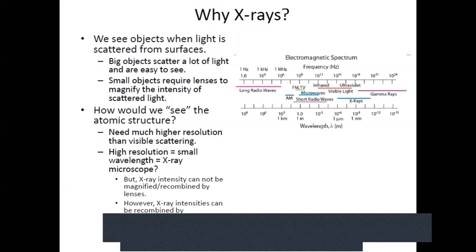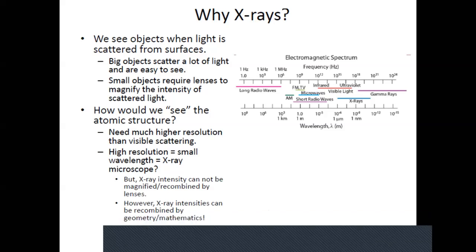Now, the one thing that is different between X-rays and light is, for light, when you have a microscope, you can recombine and magnify the light by using lenses. However, when you talk about X-rays, you can't magnify the intensity of an X-ray by using lenses or magnification. The way you have to recombine intensities for X-rays, as we'll see later on, is by geometry and mathematics. So you have to use equations in order to recombine the individual intensities that are shown.